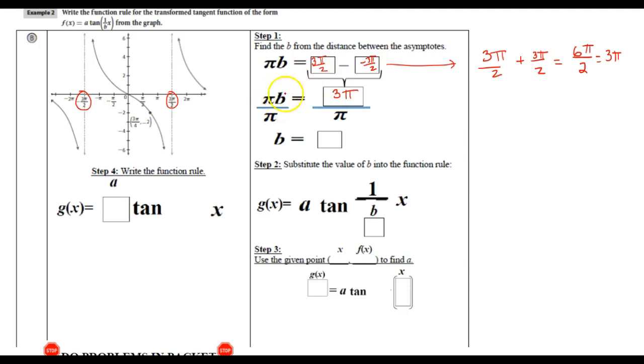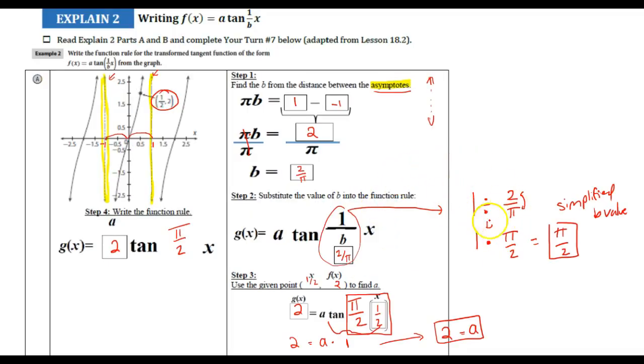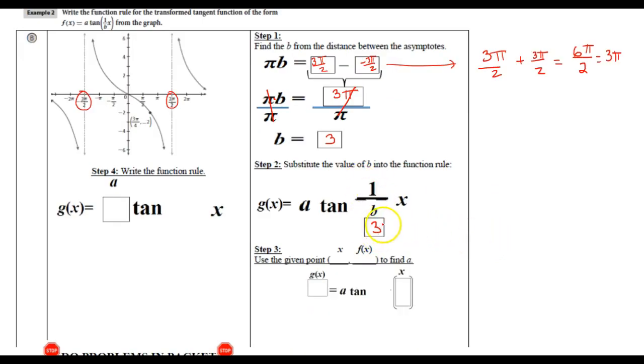Right now I want to get b by itself. What's the opposite of multiplying? I know it's already there, but opposite of multiplying? Dividing. So we're going to divide both sides by pi to get b by itself. And that cancels out. And hey, this cancels out too. So what's b equal to? 3. So let's go ahead and substitute our b value in. And since it's not a weird fraction, I'm not going to have to do what I did on the last problem where I had to simplify it, because it's already a fraction of 1/3.